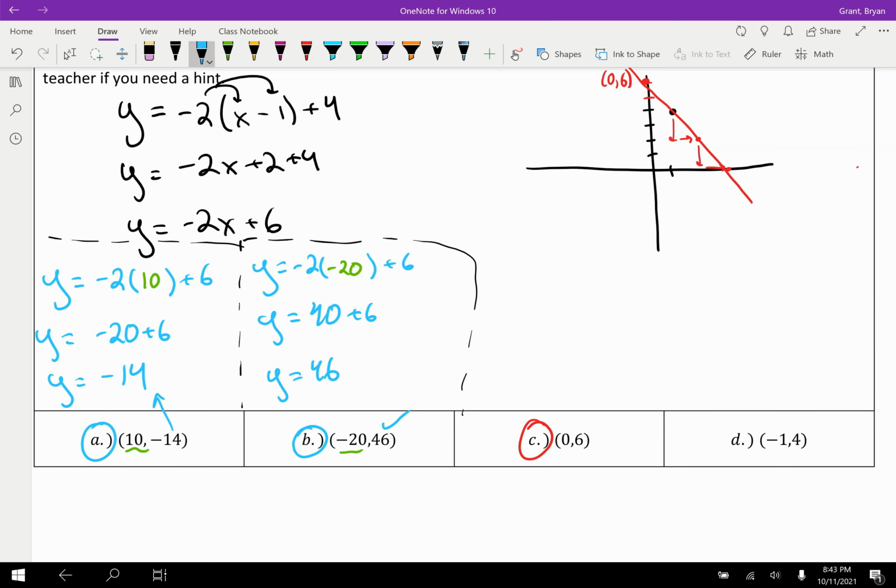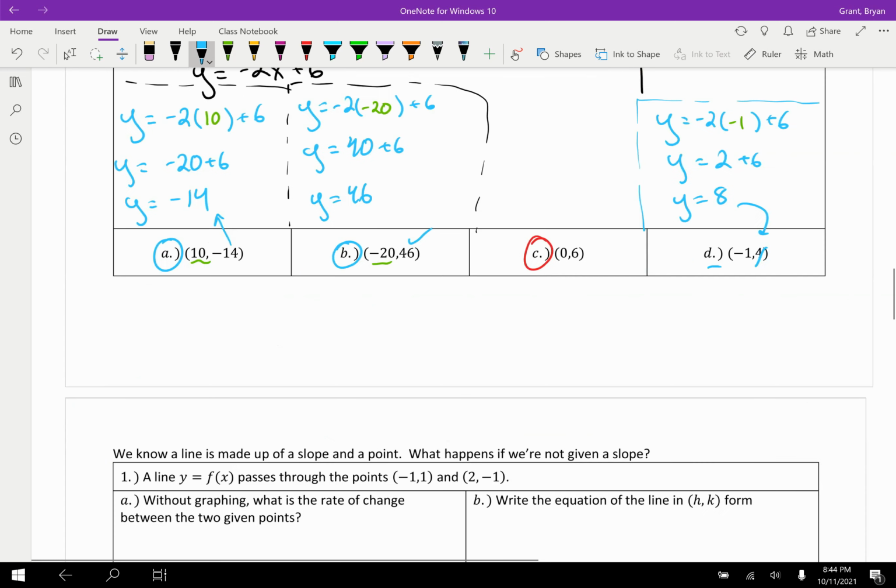Let's look at this last one, (negative 1, 4). I think just by looking at the graph, (negative 1, 4) is not going to be on the line. But let's double check. y equals negative 2 times something plus 6. The something we're substituting in is negative 1. This becomes positive 2 plus 6, and 2 plus 6 is 8. Notice that 8 doesn't match, so D is not on our line.